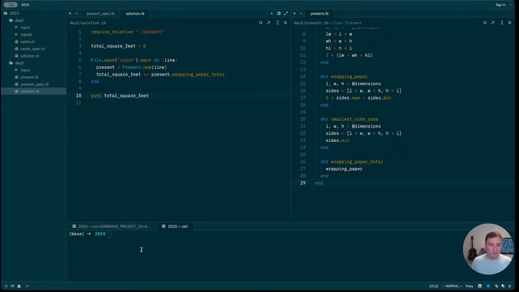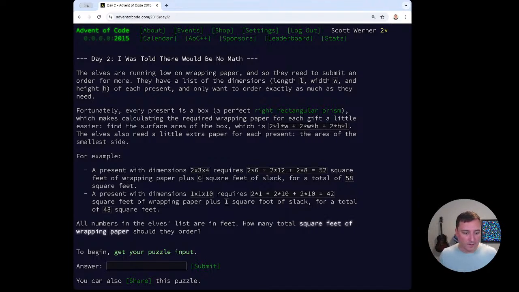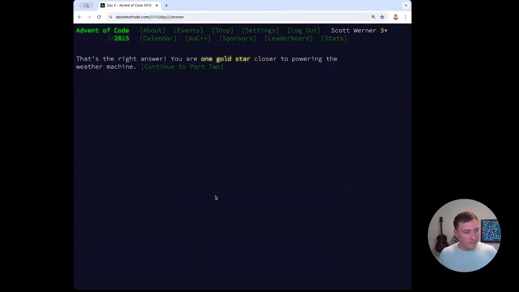And it seems like it should work. Let's see, and Ruby solution.rb. 1588178. Let's see. Over to the browser. Put the answer in. 1588178. That's the right answer. Cool. We got a gold star. Now on to part 2.